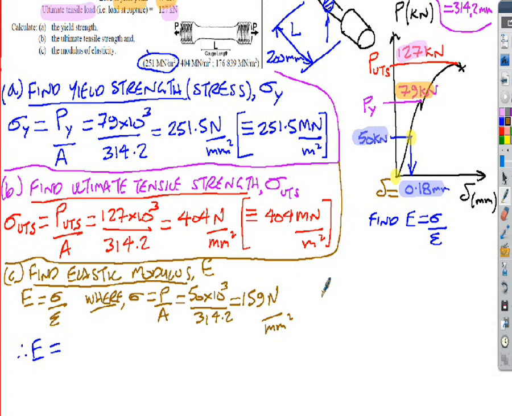And then the strain is equal to the extension over the original length, and that's 0.18 from the diagram above divided by the 200. So that equals, in my case I'm using microstrain, 900 times 10 to the negative 6, but you may want to put that as 0.0009, it's the same value.